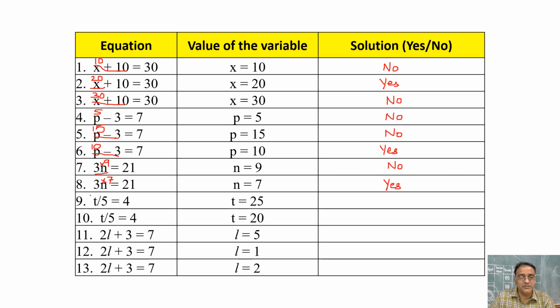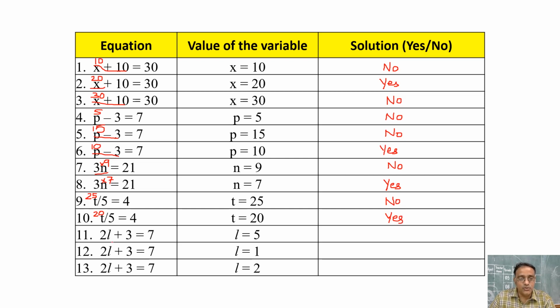Now if we substitute t equals 25, 25 divided by 5 is 5, which is not equal to 4. So the answer is no. Now 20 divided by 5 is 4, which is equal to the RHS. So the answer is yes.